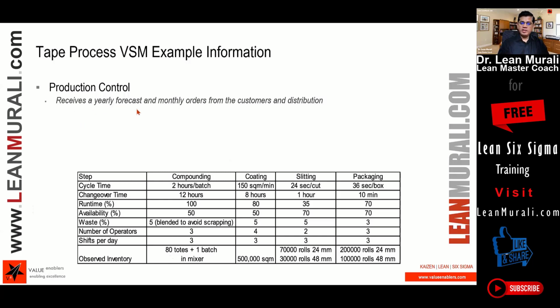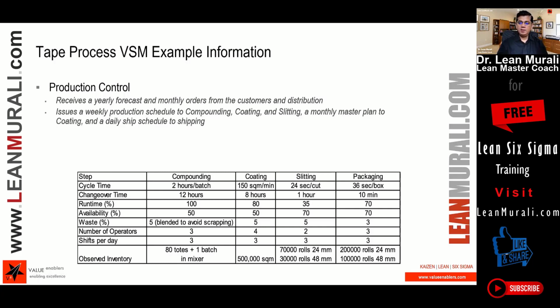Production control receives the yearly forecast and monthly orders from customers. Now, mentally, you can start mapping. They receive the yearly forecast and monthly orders from the customers and the distribution. This is a typical tape, right? Tape goes through distributors. Production control issues a weekly production schedule to the compounding, coating, slitting, packaging, a monthly master plan to coating and a daily ship schedule.